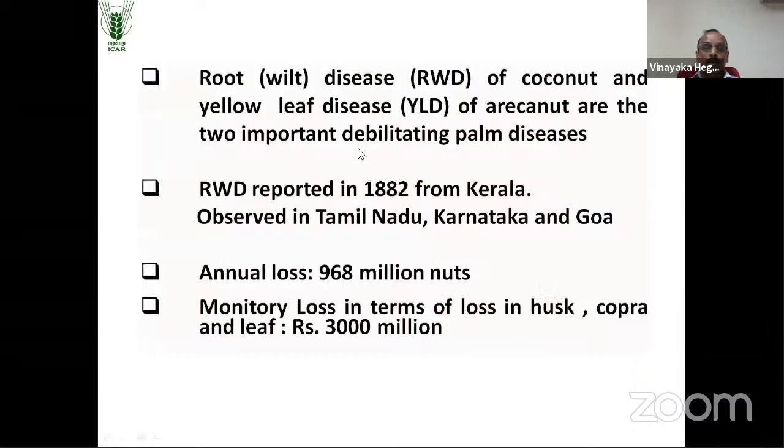There is coconut and yellow leaf disease also, in the same Arecanut. Almost at the same time, both started appearing, and mostly in Kerala and Karnataka and parts of Tamil Nadu we are seeing this disease. Annually, the loss was estimated long back. Now the loss may be more, around 968 million nuts were estimated once long back. The monetary loss may go up to 3 million rupees.